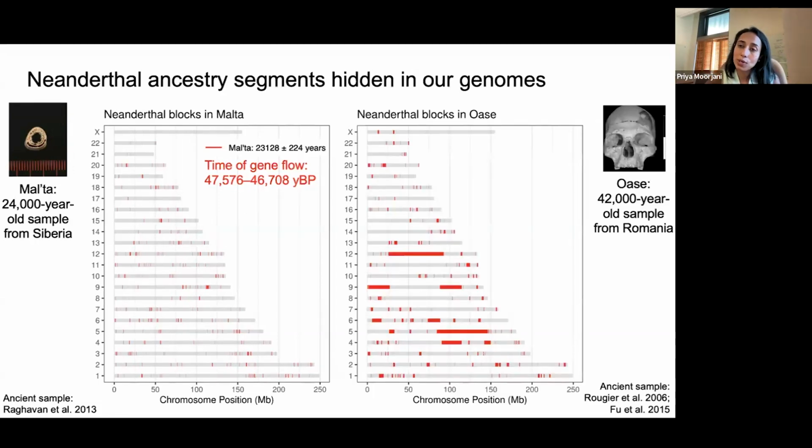And we can also look at another genome, in this case, Oase. Oase is a really interesting sample that was found in Romania.